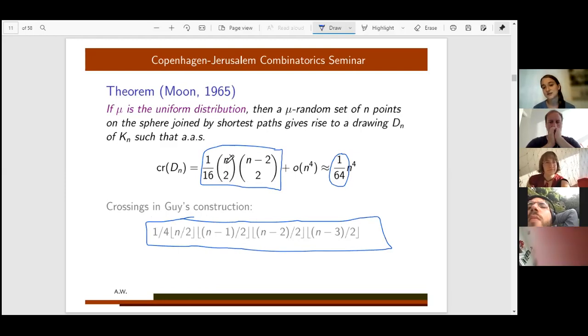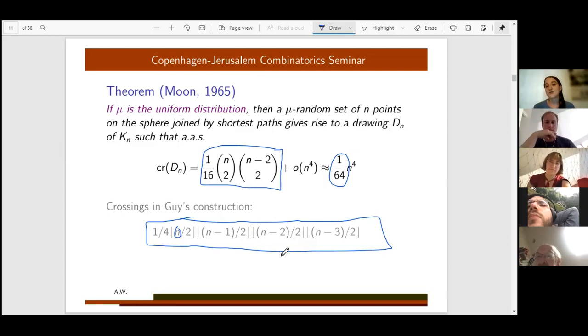So here we will have something like n times n-1 times n-2 times n-3 over 64. And here we see the same numbers, n-1, n-2, n-3, just that we have them rounded down. So in expectation, we have very few crossings. And why this is so beautiful is because here we have these geodesic drawings. If we wanted to do the same on the plane, we would pick a few points and connect them by straight lines. That wouldn't work as well.